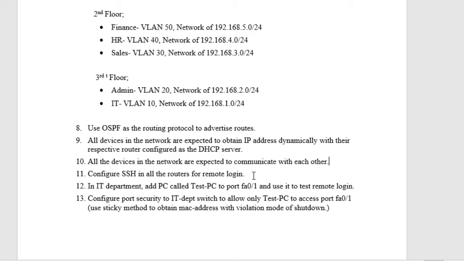This one is done, these are done. So let's go back down. Use OSPF as the routing protocol to advertise routes. And also, all the devices in the network are required to obtain IP address automatically and communication between different VLANs. First of all, we are going to configure inter-VLAN routing. Then we are configuring DHCP server.